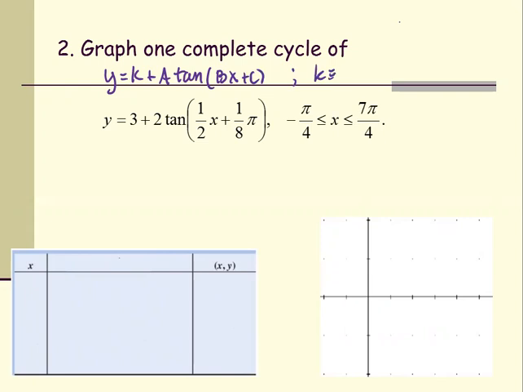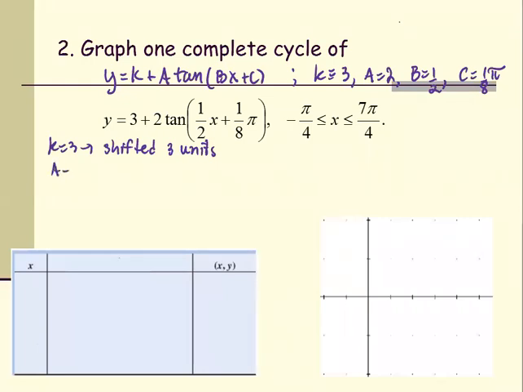the k value is 3, a value is 2, b is 1 over 2, and c is 1 over 8 multiplied by pi. The k is 3, tells us about the vertical shift. So k equals 3, that means the graph shifted upward with the 3 units.